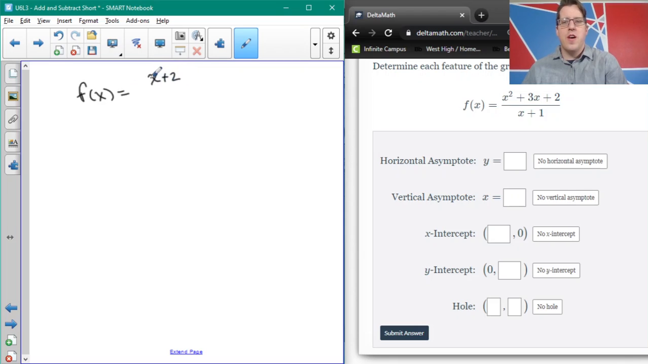So my numerator factors to x plus 2 times x plus 1. And my denominator factors to x plus 1. So I notice from that the x plus 1's cancel out. That means I have an x coordinate of -1 for a hole. You find the hole by looking at the 0 of the factor that cancels out. And then the y-coordinate you get by plugging that into what's left. So in this case, that would be 1.